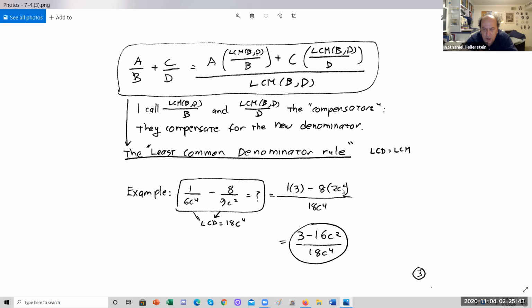1 times 3 minus 8 times 2c squared over 18c to the fourth. That's 3 minus 8 times 2 is 16. 3 minus 16c squared over 18c to the fourth.